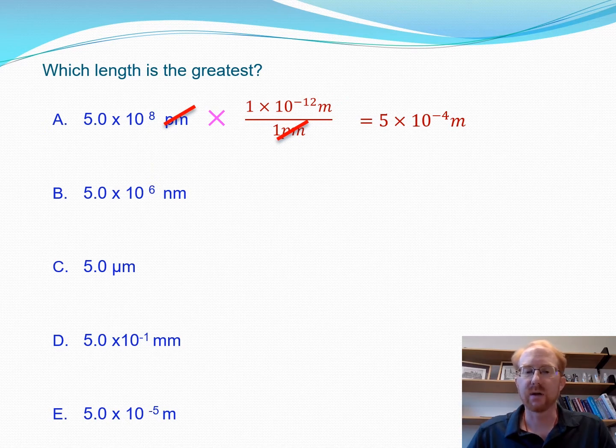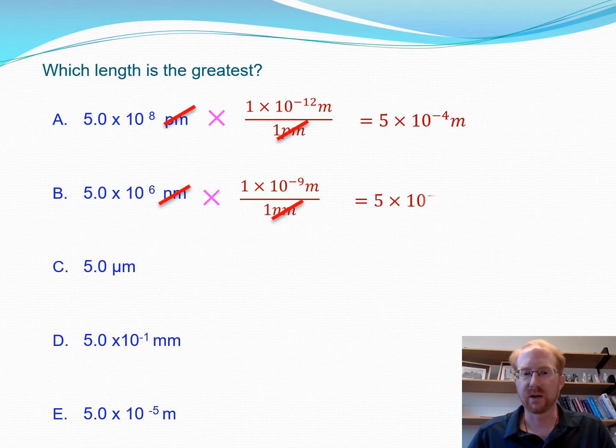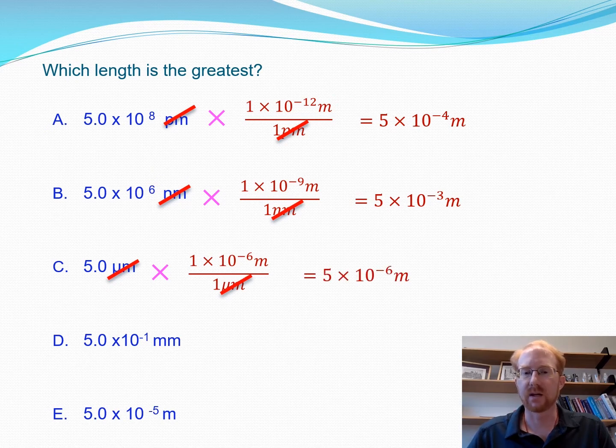We'll do the same process for B. Now I'm not in picometers, but I'm in nanometers, so I look up that conversion. I want my meters in the numerator, nanometers in the denominator. That allows me to multiply and cross off the nanometers. Those cancel off. Doing my multiplication, I get 5 times 10 to the minus 3 meters. Looking at C, now I'm in terms of micrometers. Find my conversion there, 1 times 10 to the minus 6 meters per micrometer. I'll multiply by the conversion factor. The micrometers cancel, and I'm left with 5 times 10 to the minus 6 meters.